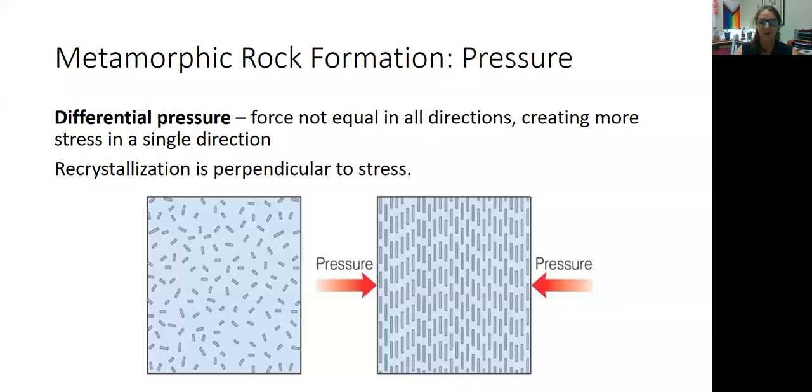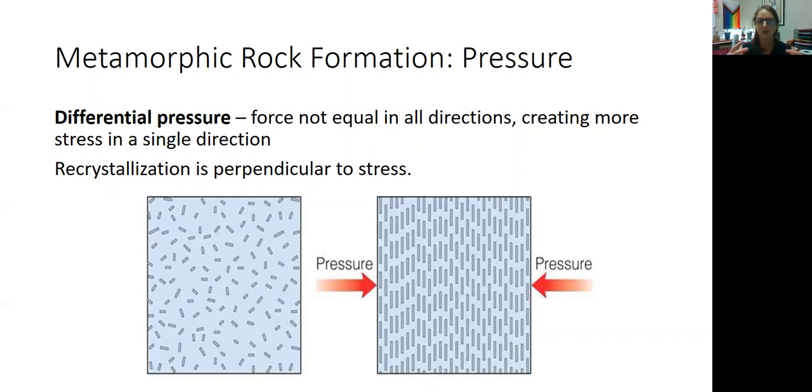Okay, not only does heat cause metamorphism, pressure also causes metamorphism. And there's two types of pressure we're going to talk about. The first is differential pressure, and this means that forces are not equal in all directions, right? In some directions forces are greater. The forces might be pushing in from this direction and they're really strong, whereas the forces pushing in from this direction, up and down, aren't as strong, right? So differential pressure, forces are not equal in all directions.